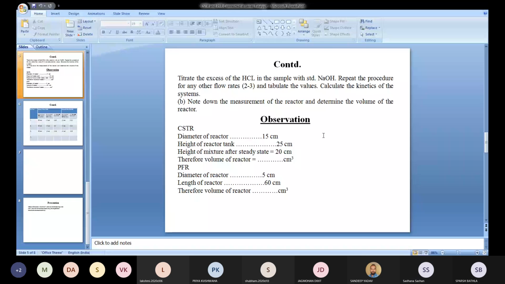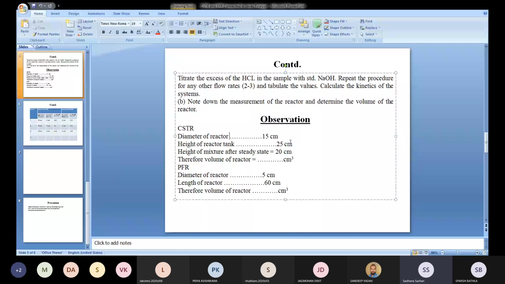What are the observations of the reactors? In the laboratory, the diameter of the CSTR is 15 centimeters. Height of the reactor tank is 25 centimeters. But we are not putting the height of the reactor in calculations. The volume of the reactor is measured by the height of the mixture after steady state, which is basically important. So the height of the mixture after steady state is 20 centimeters, taking some value for example.